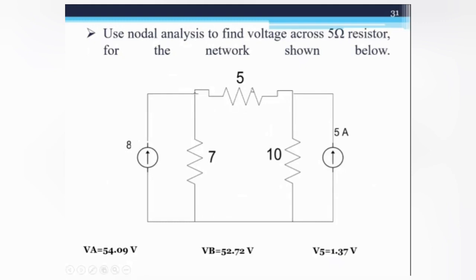So by applying Cramer's rule, we got the value of VA equal to 54.09 volt, VB equal to 52.27 volt, and the voltage drop across the 5 ohm resistor is VA minus VB, that is 54.09 minus 52.72, it is 1.37 volt, right?